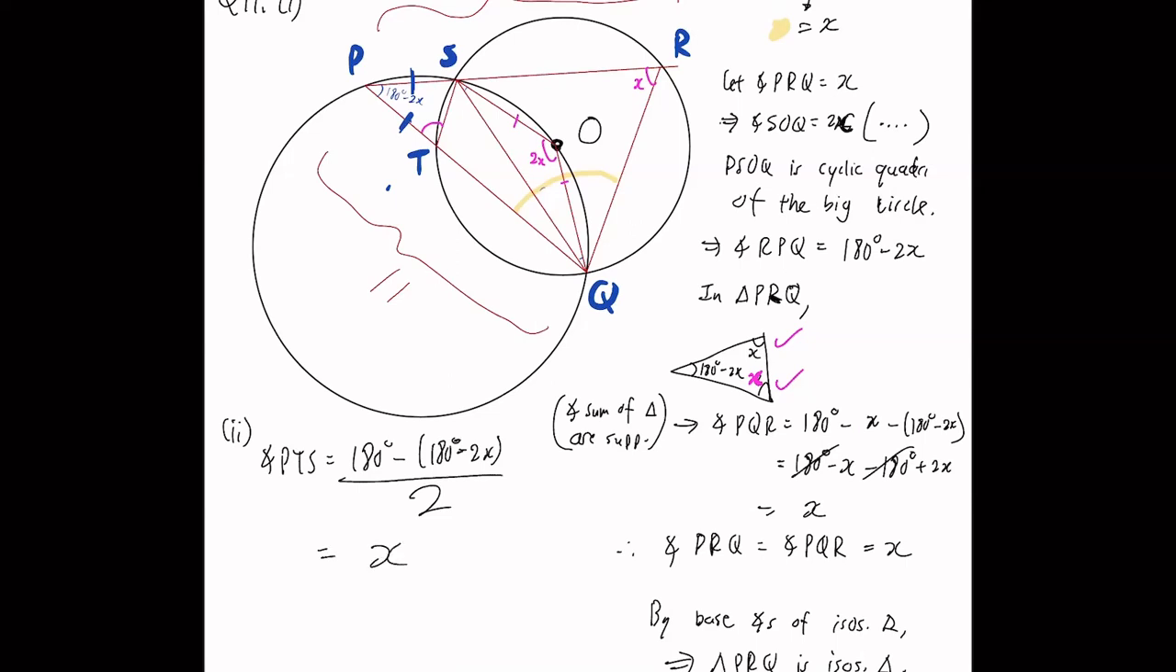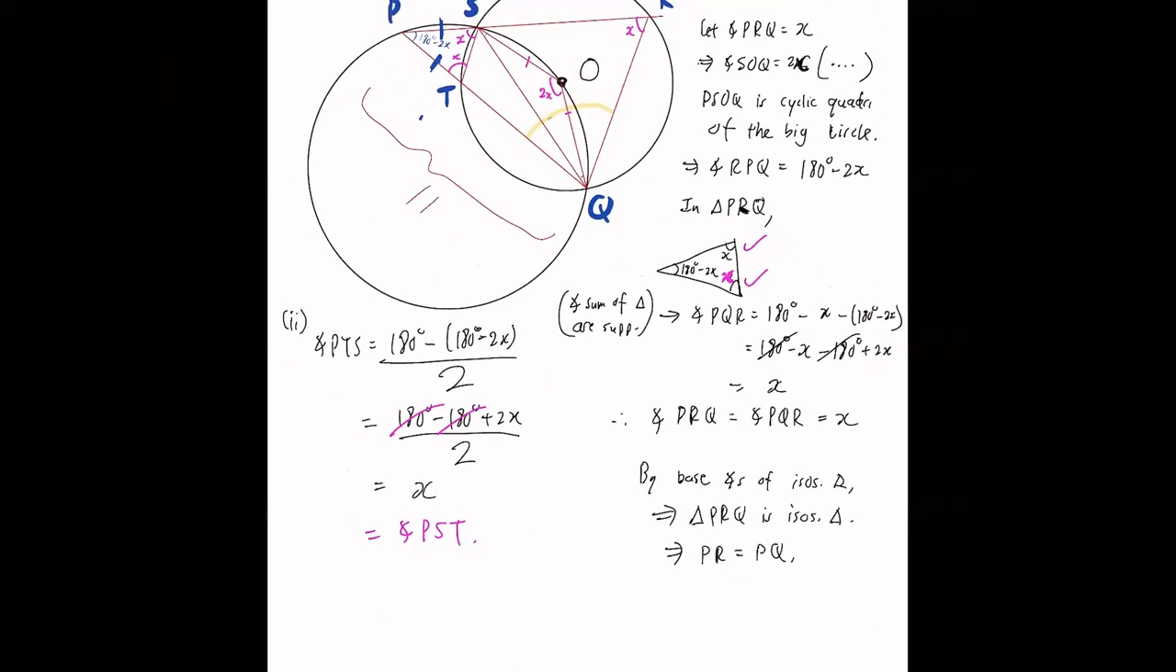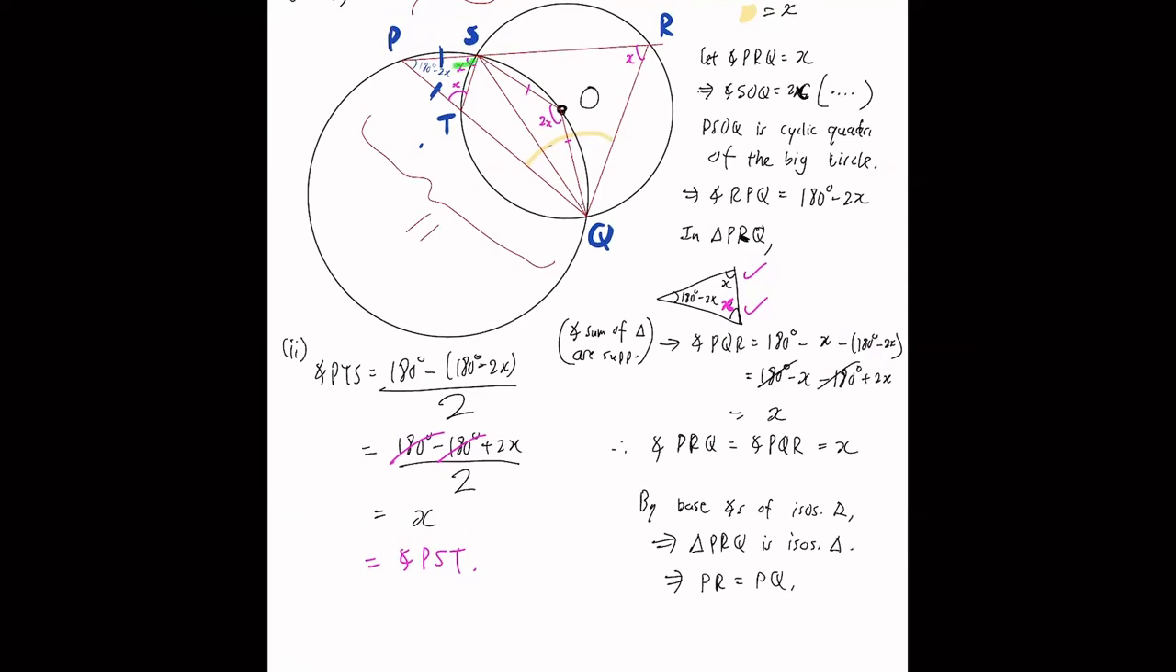Do I need to show the working? I'll just show it. Okay, 180 minus, 180 minus 2x, and divide by 2. 180 minus 180 cancels away, and 2x divided by 2 is a single x. So I'll label that x and x. These two are equal because of base angles of isosceles triangle, which is also equal to angle PST. Okay, good. Then we can conclude already.